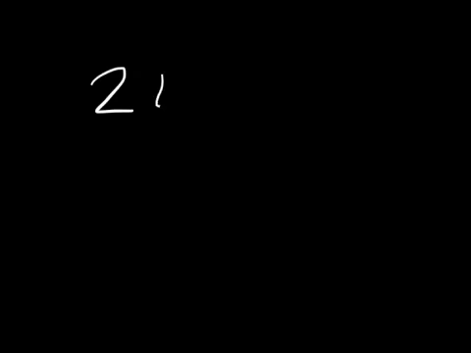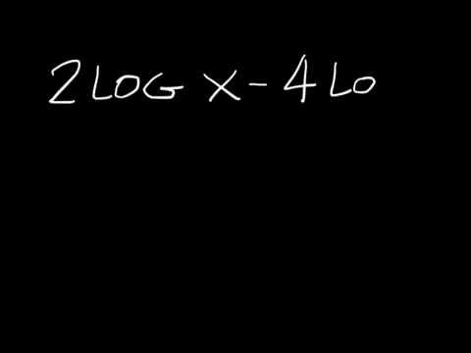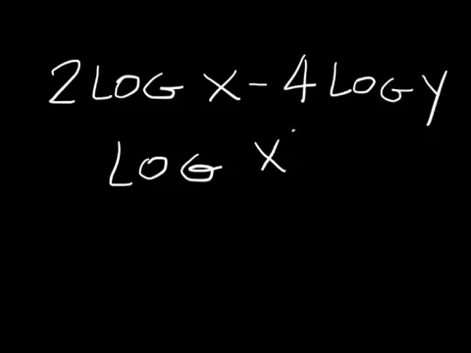If I have 2 log x, then what I need to go back to is log x squared. If I have 2 log x minus 4 log y, then I need to go back to log x squared over y to the 4th.